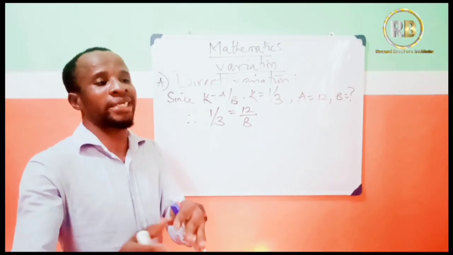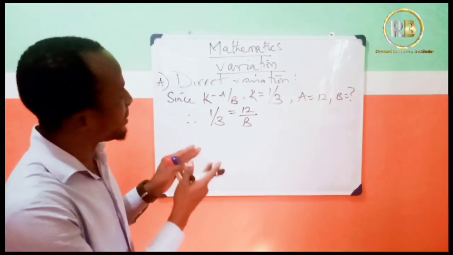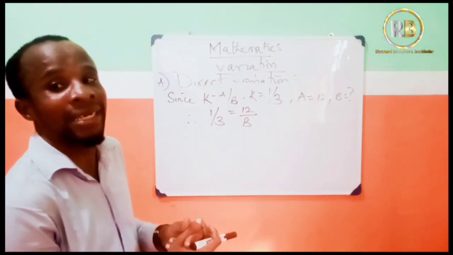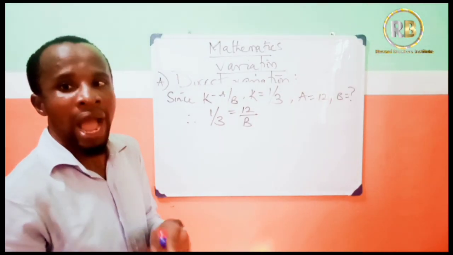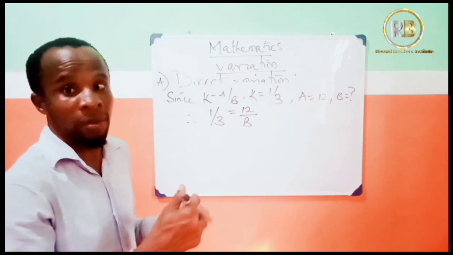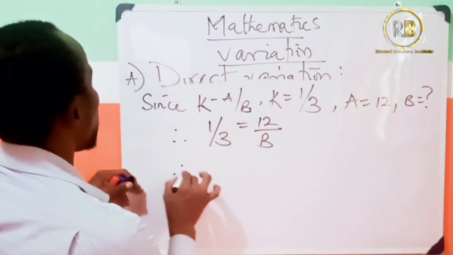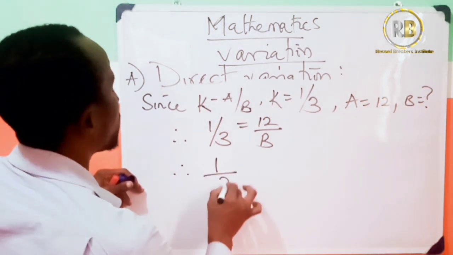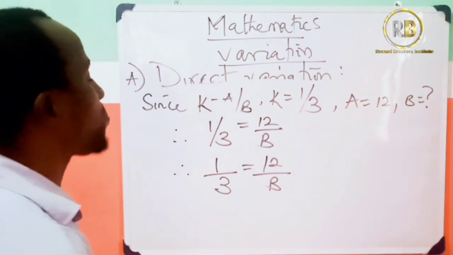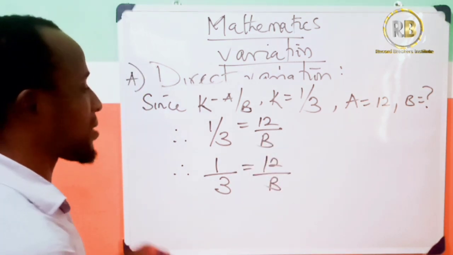Viewers, when you check very well in this fraction, you notice that the stroke that makes the fraction line is of 2 types. I have to use a particular one so you have a proper understanding of what I'm about to do. Let's write it this way: 1 over 3 equal to 12 over B. At this point, what do we do? We cross multiply the values.